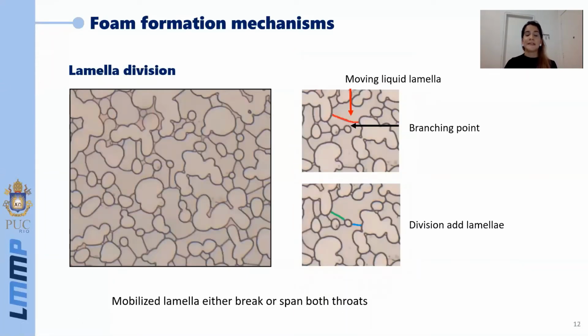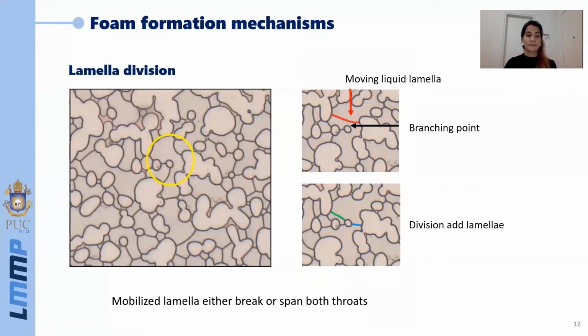Another mechanism is called lamella division. In this mechanism, we have a mobilized lamella passing from a pore body to two pore throats that are not occupied by liquid or another lamella. So this mobilized lamella breaks into two new lamellae. You can see here the branching point and the new lamellae.